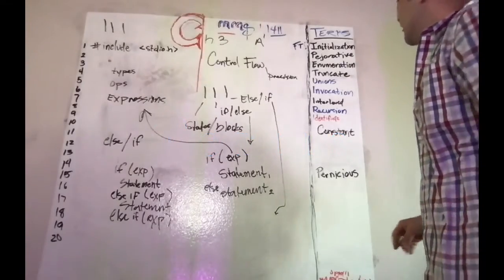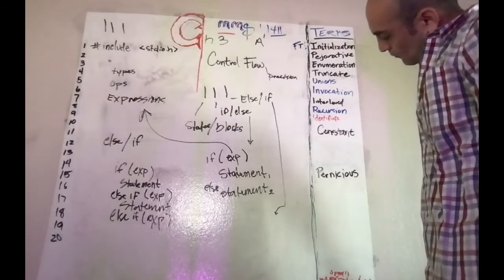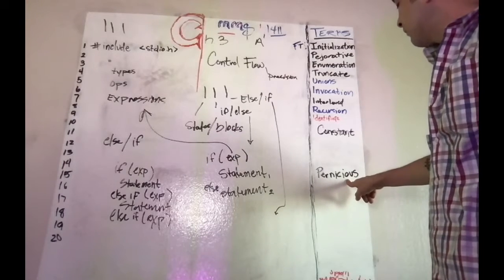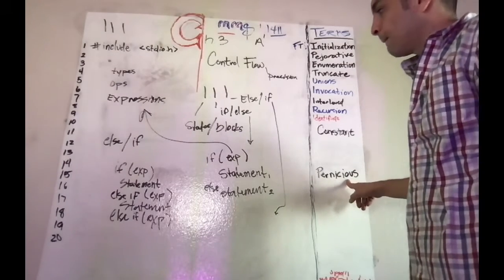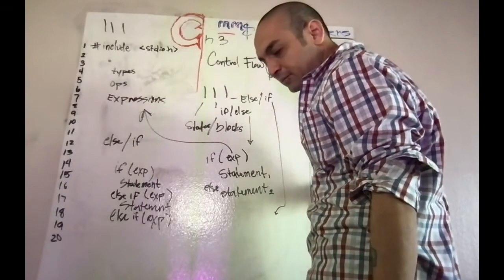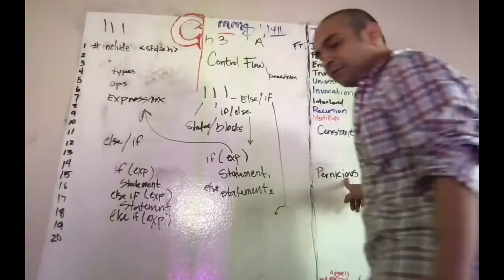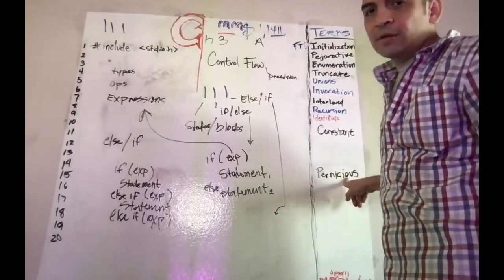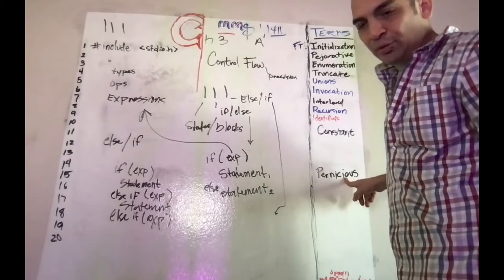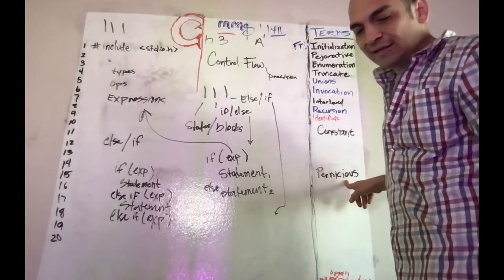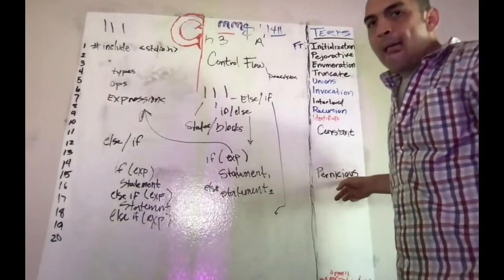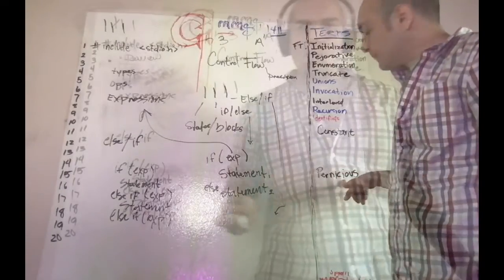Recursion. Identifiers, constants. Pernicious was the one we just came up with. It has negative effects over a long period of time. That's a pernicious act, a pernicious thing to do. That has a negative effect over something, especially over a long period of time.